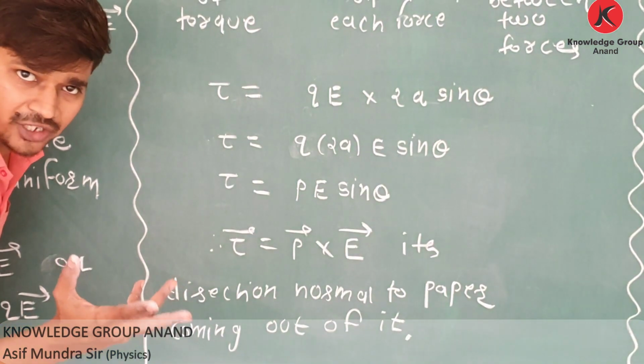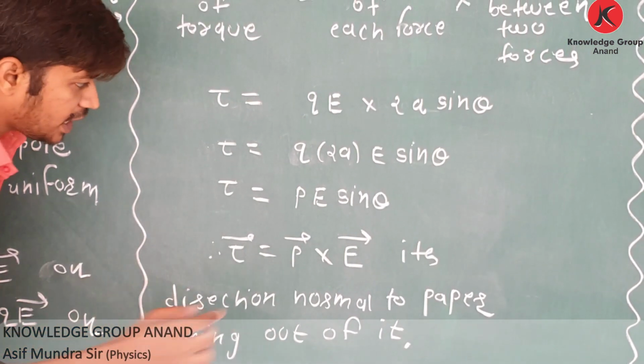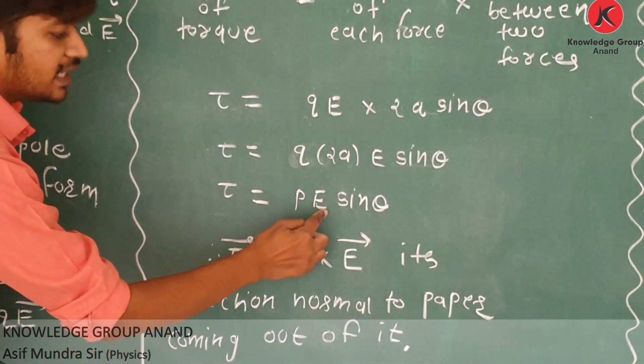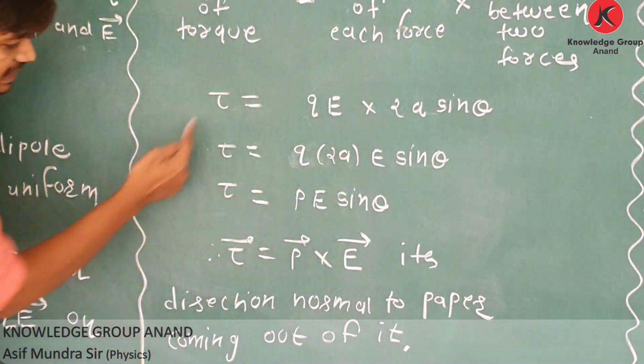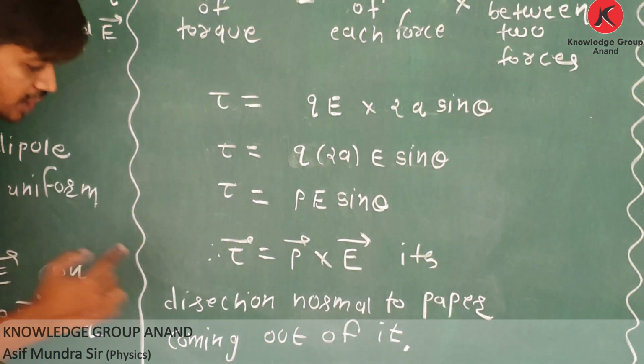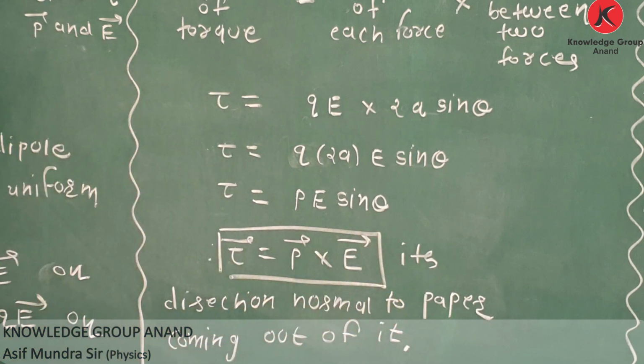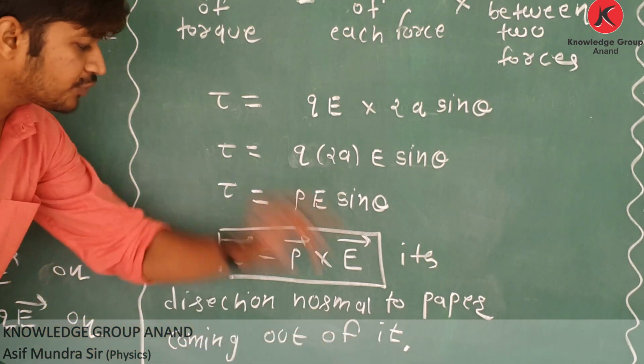Why cross? What is the reason? There is a cross product between P and E because P is a vector, E is a vector, and the result tau is also a vector. So torque tau is equal to P cross E. It is a vector quantity, so what is its direction? Its direction is normal to the paper, coming out of it.